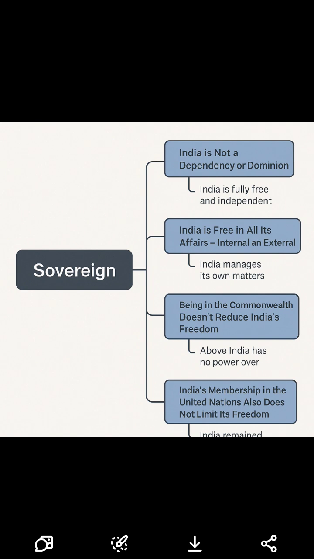Final deep summary table. Point, what it means. 1. India is not under control of any other nation, not a dependency or dominion. 2. India can handle all its affairs inside the country and with other nations. 3. India remained in the Commonwealth but stayed 100% free. The British Crown has no power over India. 4. India joined the UNO but did not lose any independence. 5. India has the power to gain or give away land because it is fully sovereign.